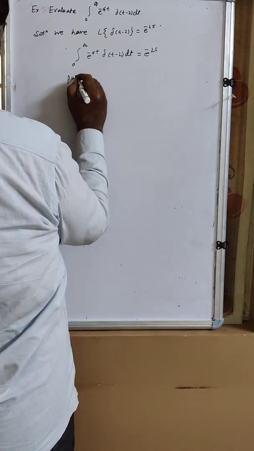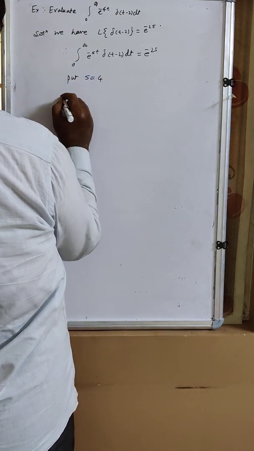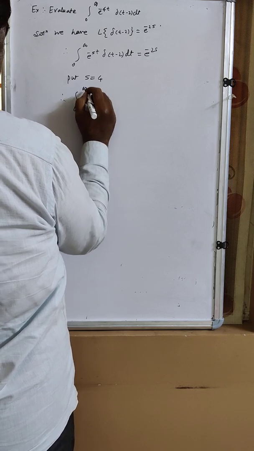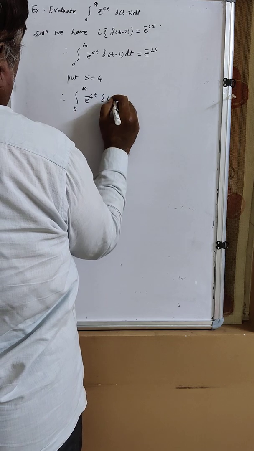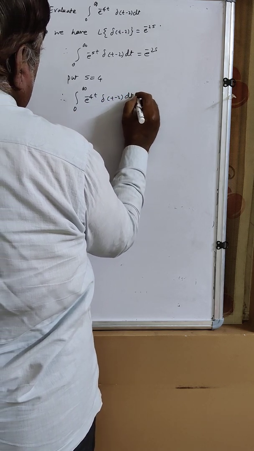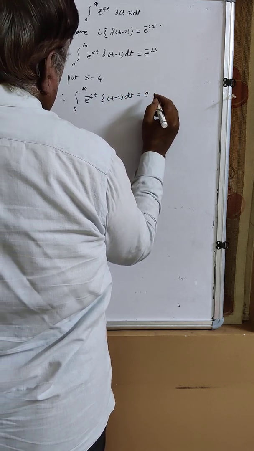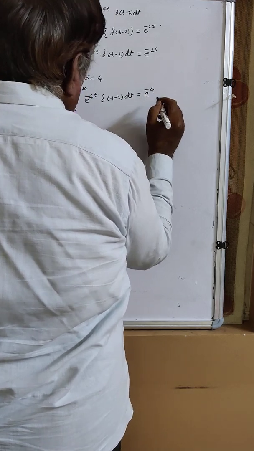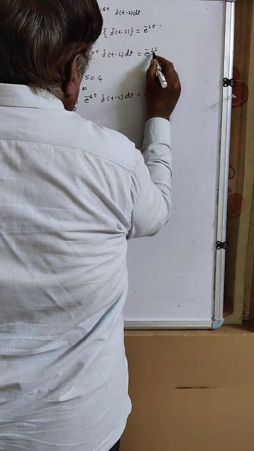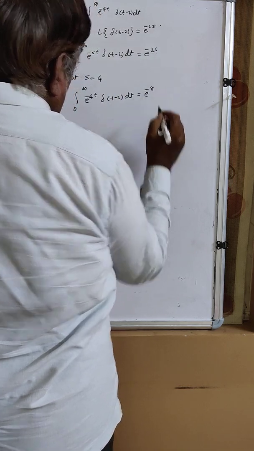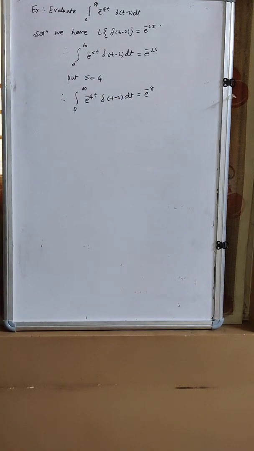Put s is equal to 4: the integral from 0 to infinity of e raised to minus 4t delta of t minus 2 dt is equal to e raised to minus 8. The value of s is 4, and 2 into 4 is 8. E raised to minus 8. Okay, we stop here.